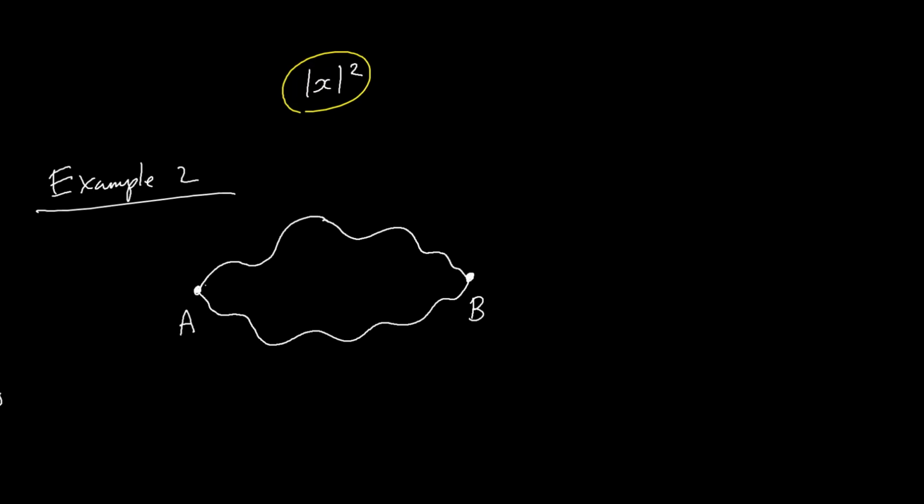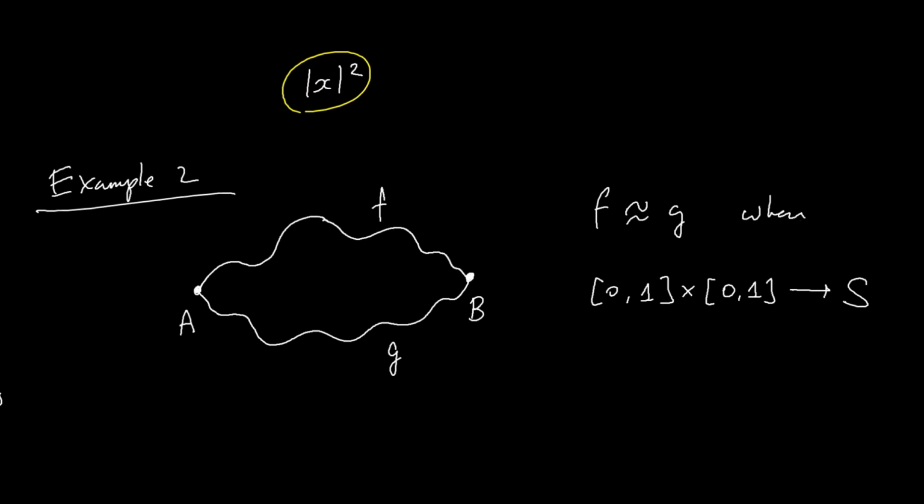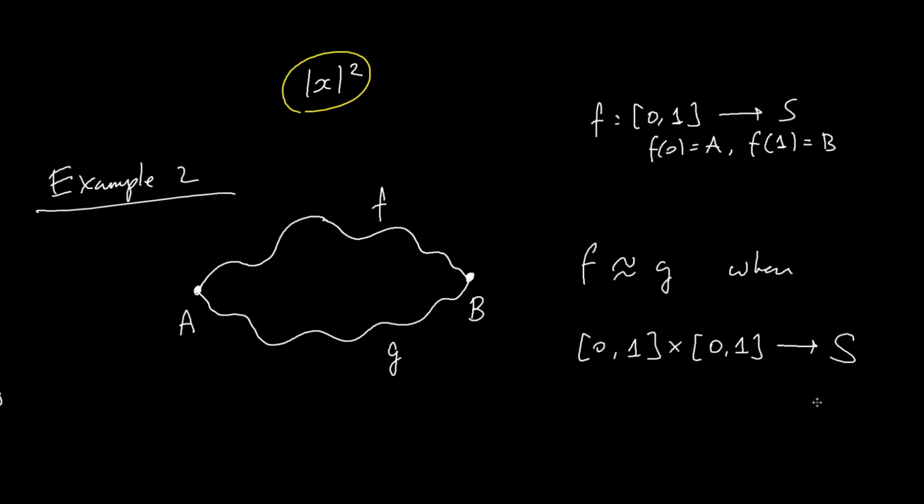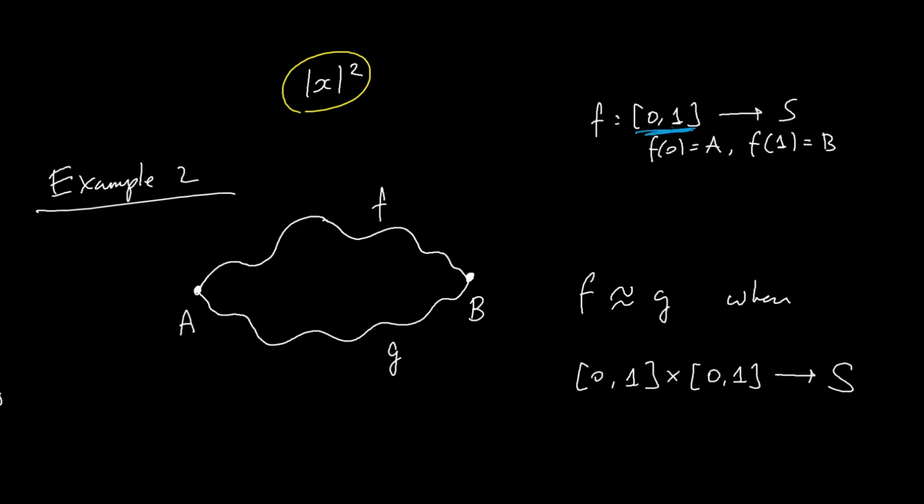But then let's define these two to be equivalent to each other if there is a continuous way to transform one to the other. So this is notion of homotopy. Many of you might be familiar with it. So we will say that F is equivalent to G when there is a continuous way of transforming F to G. And one way you can express that is to say that you've got a continuous function from 0, 1 interval times 0, 1 interval into your space S, where F was initially itself given as a function from 0, 1 interval to S, with F of 0 being the point A and F of 1 being the point B. Okay, and so you can think of this 0, 1 interval as a time interval.